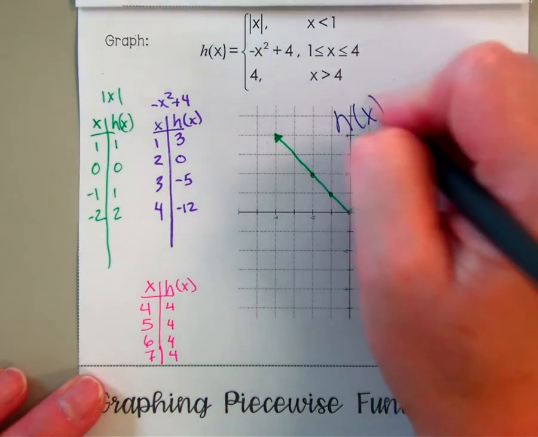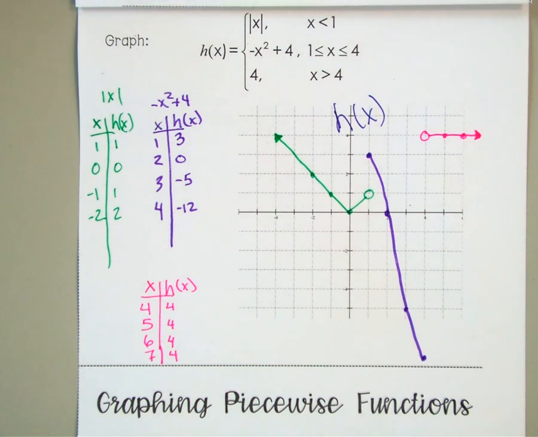H of x. So there's one big general H of x, and that is all you really need for these piecewise functions. So you're just going to graph each piece separately. And I recommend doing one piece at a time so that you don't end up with a whole bunch of dots on your graph and you're not sure which ones to connect.